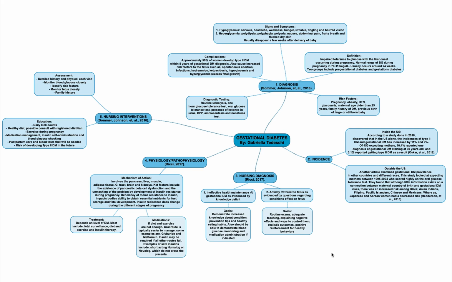The mom's resistance to insulin impacts the body's ability to obtain essential nutrients for fuel and storage, and most importantly, for fetal development. And it also does change during the different stages of pregnancy, so it's important to monitor this very closely at all stages of pregnancy. Some treatment obviously would depend on the level of diabetes diagnosed. Most include fetal surveillance frequently, diet and exercise. Diet is usually the biggest and best treatment we can do. We don't want to move on to medications if diet and exercise can control the diabetes.